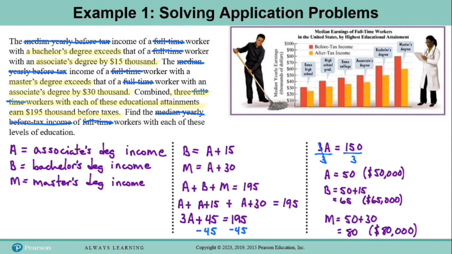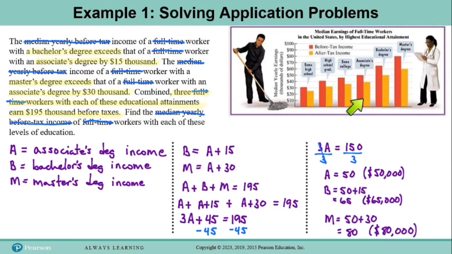So it looks like it's pretty good here, and then if you add all three of these together, of course you'll come up with $195,000, so that matches this last piece of information. And now I want you to notice that even though they gave us a graph here, we actually did not use the graph at all to solve the problem, did we? So what does that tell you?